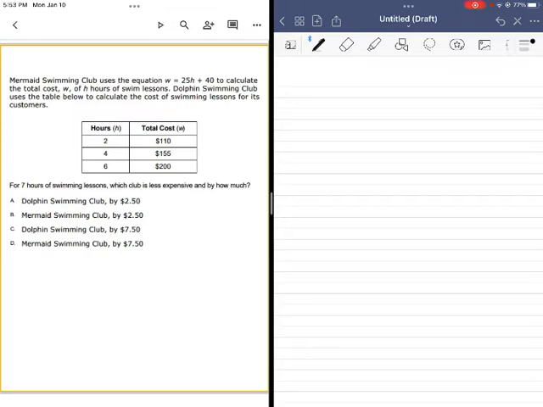So for this one, similar, we're going to find the equations for both the Mermaid and the Dolphin. Now the Mermaid is given, so all we have to do is write that one down. For Mermaid, they gave us an equation of y equals 25x plus 40. You can see in mine, I just changed the W and H to X and Y because that's what we're familiar with. Now for the Dolphin, they didn't give us the equation, but they gave us a table. And we can use writing equations from 2 points to help us with that.